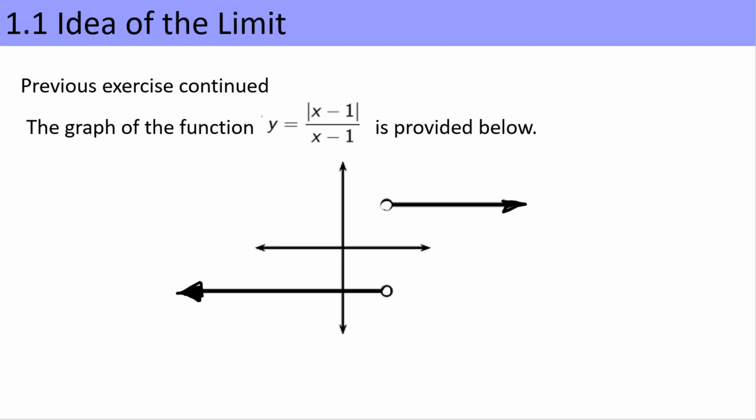Similarly, for x less than 1, we have the graph of a horizontal line or ray at y equals negative 1, and at the x value of 1, we have an open hole. This graph matches the values that we got by completing the table of values.